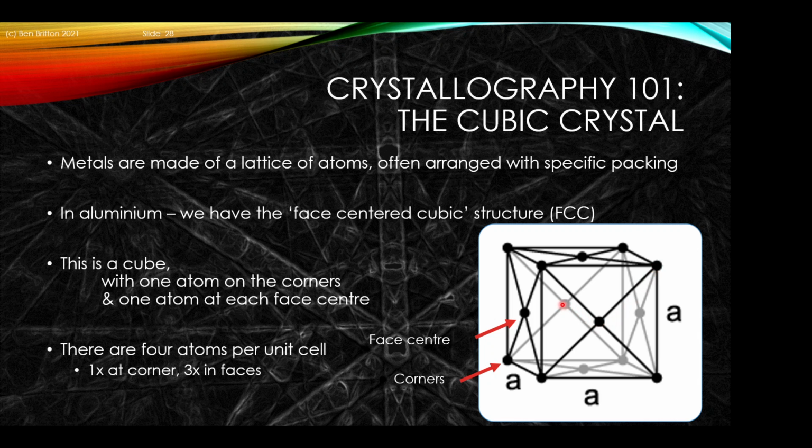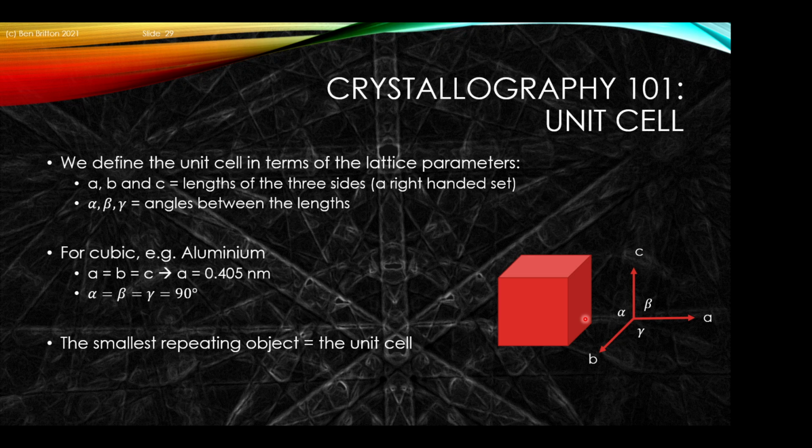There are 6 faces, each of which has half an atom contained within the unit cell. So there are effectively 3 atoms in the unit cell on the faces. So there are 4 atoms per unit cell for the aluminium crystal structure. Now what we want to think about is where the crystal planes will be in this material, and we need to think about some definitions of the crystal lattice itself.